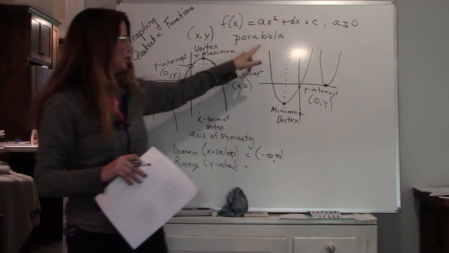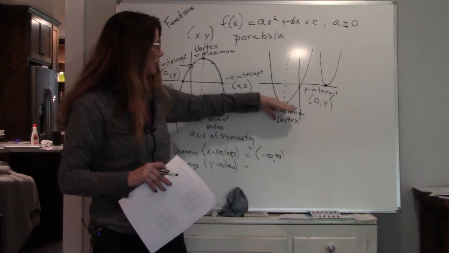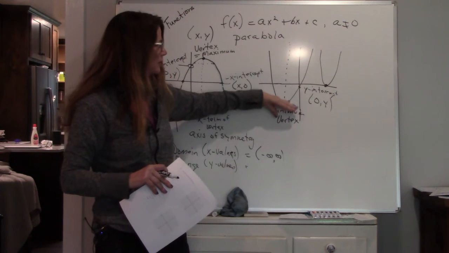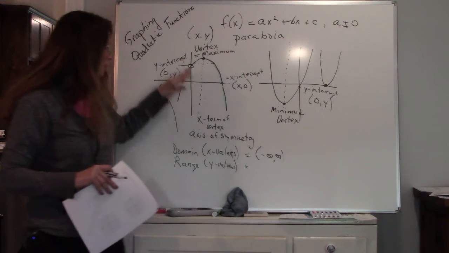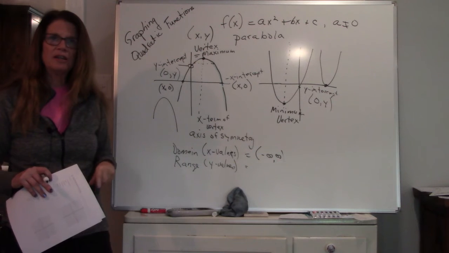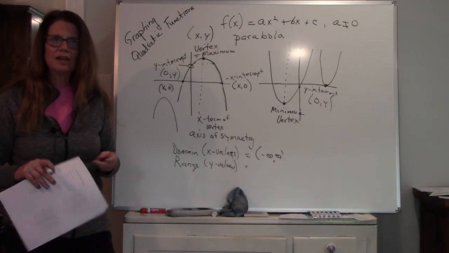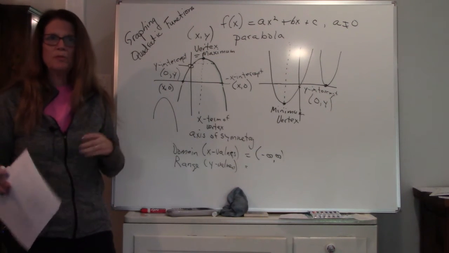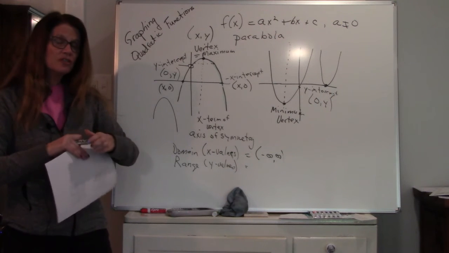When it opens up, it's going to be the y value of my vertex to infinity. So what your parabola looks like is going to be determined by the vertex, and if it opens up or it opens down. Okay, so that's just an introduction.